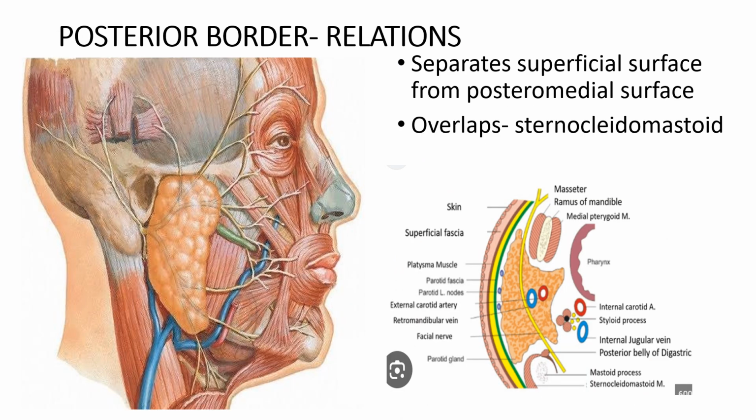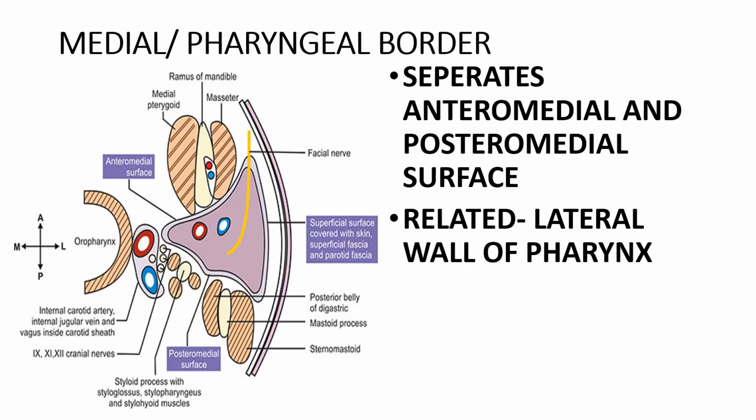Now in the posterior border, you can see here, this is the posterior border of the parotid gland. It is related to a branch of the facial nerve, that is the posterior auricular nerve, and it overlaps this muscle, which is the sternocleidomastoid muscle. Now we have to see the medial border or the pharyngeal border. This is the pharyngeal border. It is related to the wall of the pharynx.